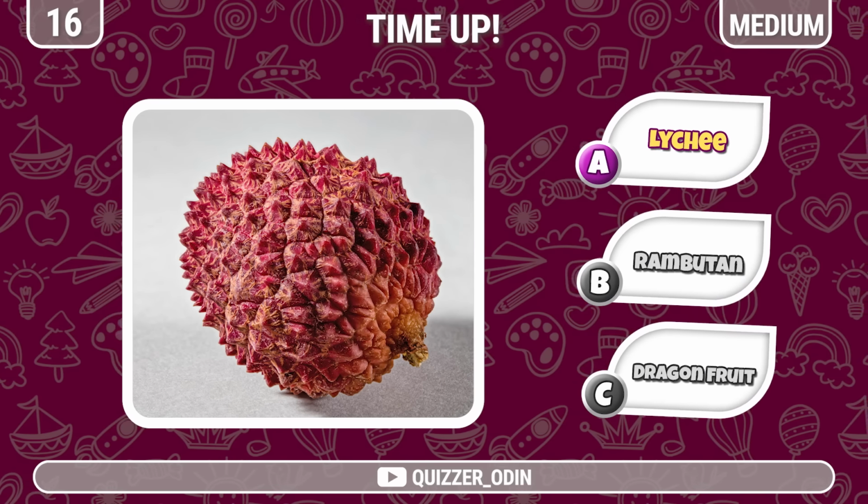Round 25. A test for your photographic memory. Remember the position of all fruit. So which number was the lychee under? The lychee was under number 3.